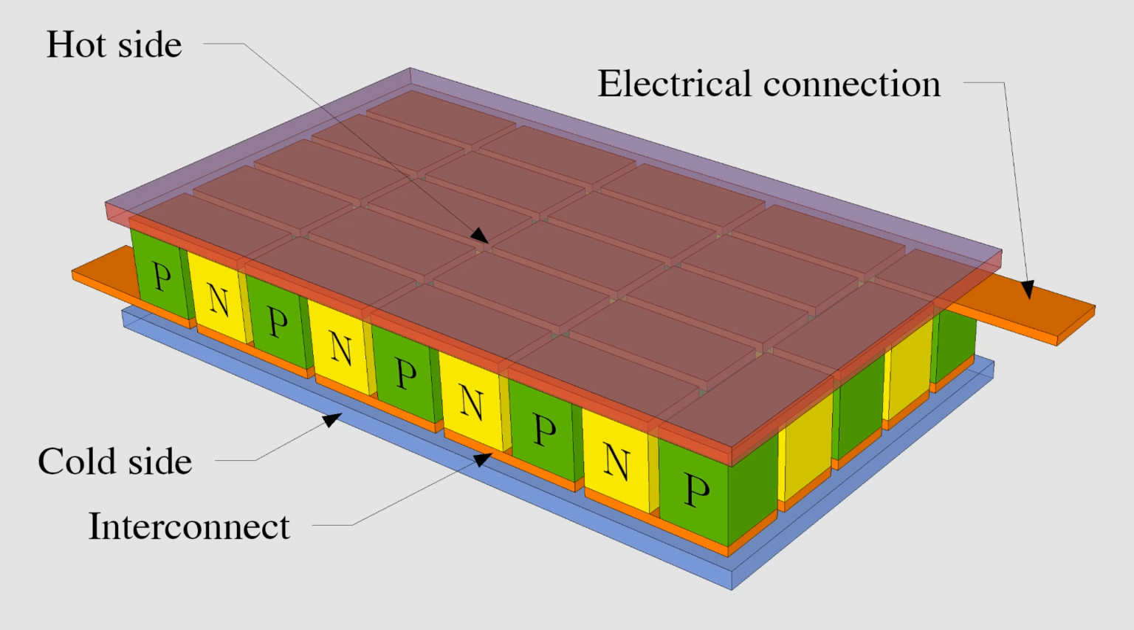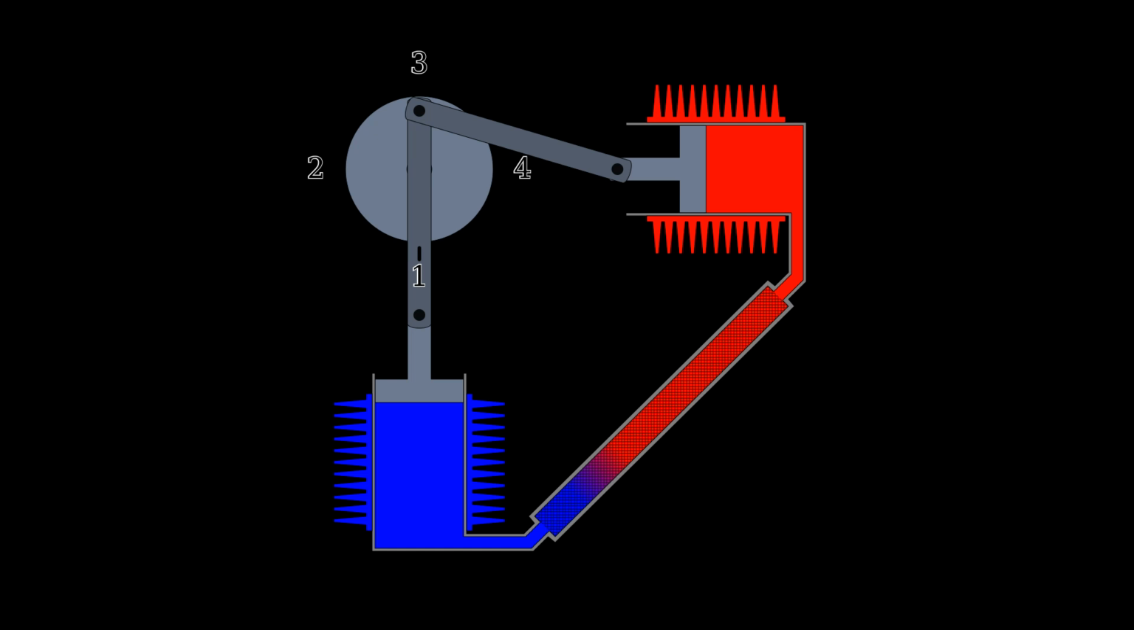But generally, heat transverses from a hot object to a colder object, and you can actually gain energy from this. Not only heat itself is a form of energy, but the heat difference, the temperature gradient, is also a form of energy.